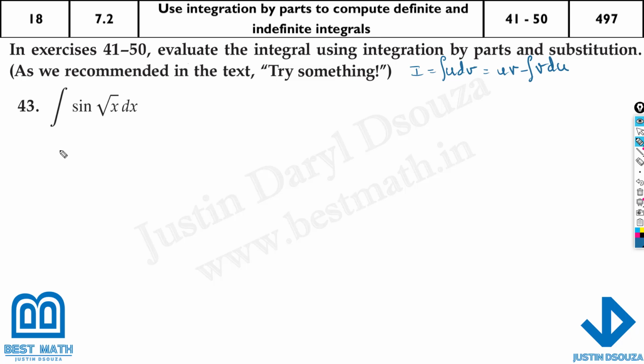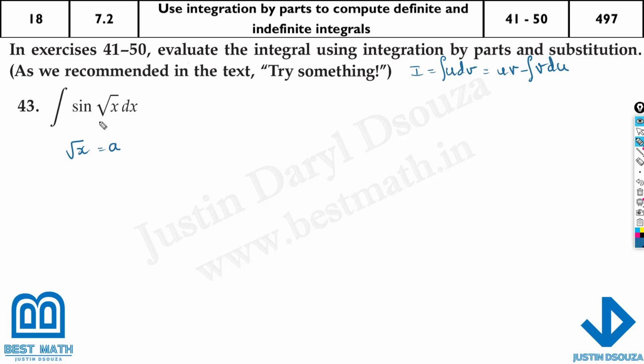I will assume this square root x as a. What happens? It'll be sine a. Sine a is something easy we can work with, right? With respect to a, that will be, okay? Then we will get everything back to normal terms. We will now just assume this for a minute. But I have square root x.